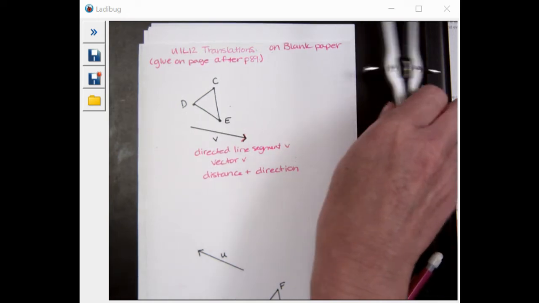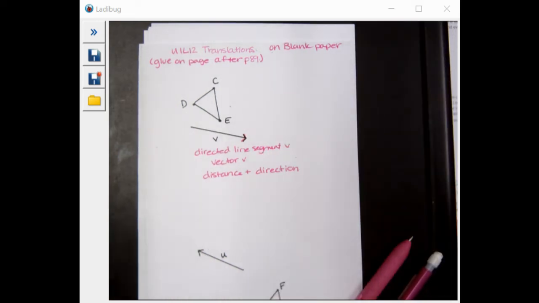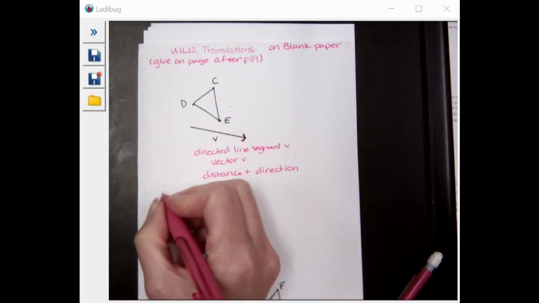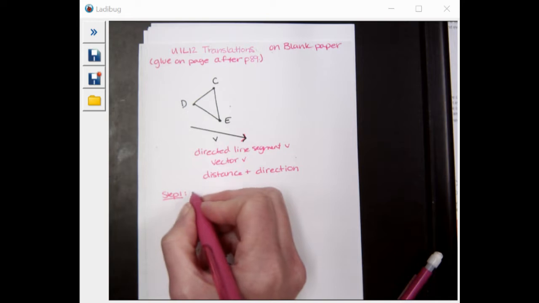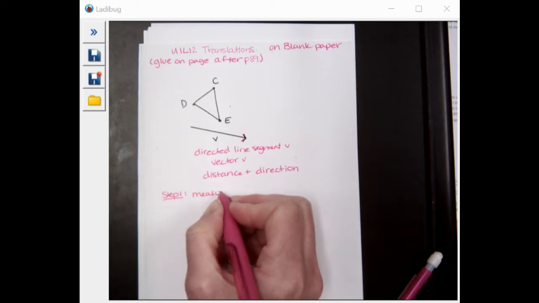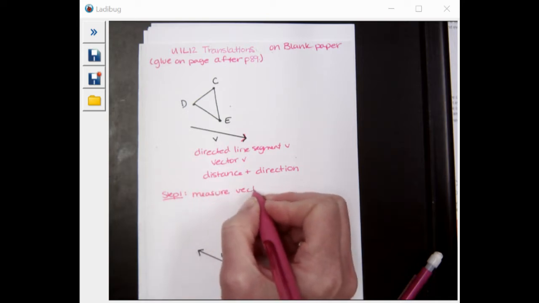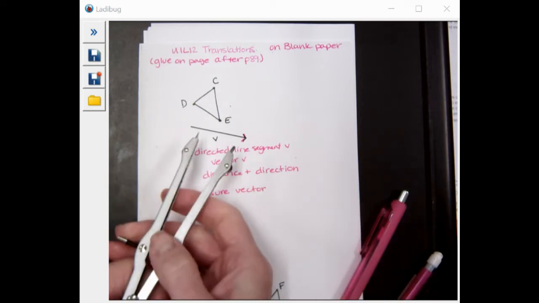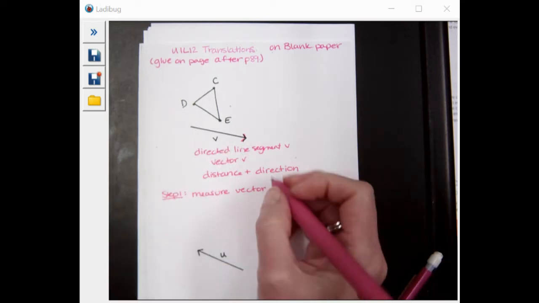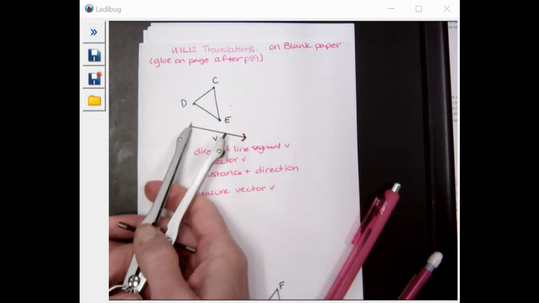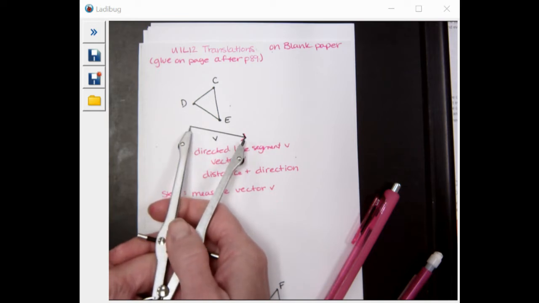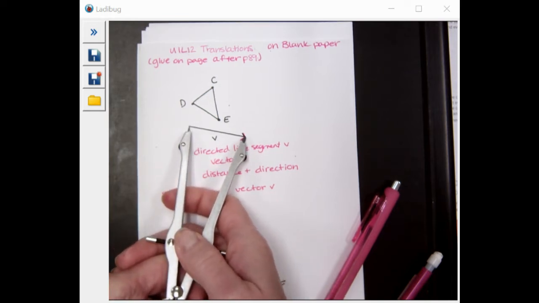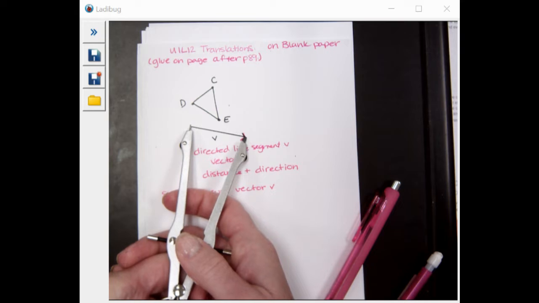So let's start by doing step one. My step one for this is I'm going to measure my vector. So from the back of my vector V, or my directed line segment V, I'm going to measure all the way to the front arrow. So I'm going to put my needle on the back, and I'm going to put my pencil then on the arrow in front. I'm going to get this total distance.